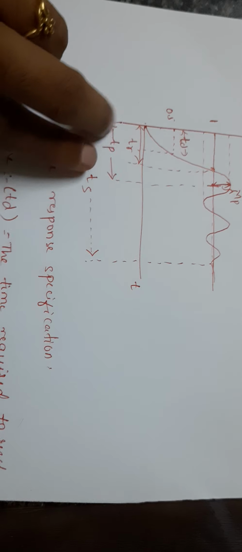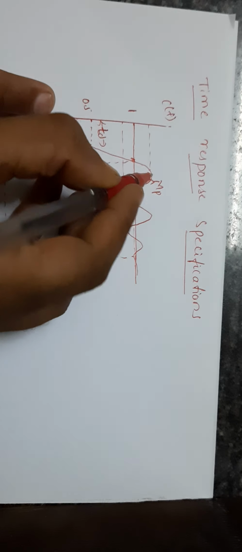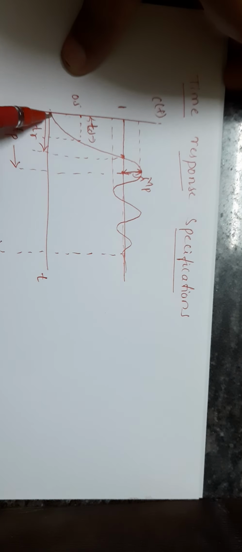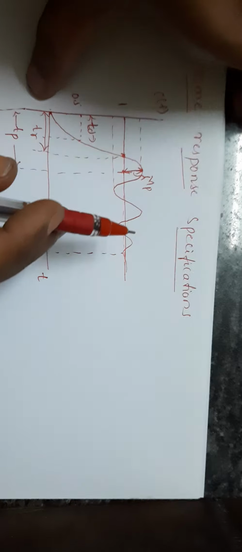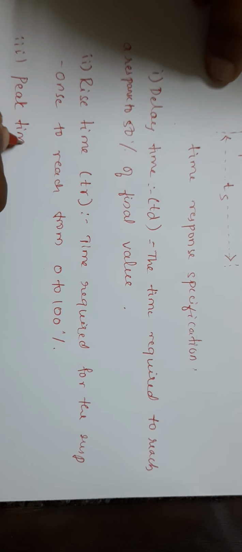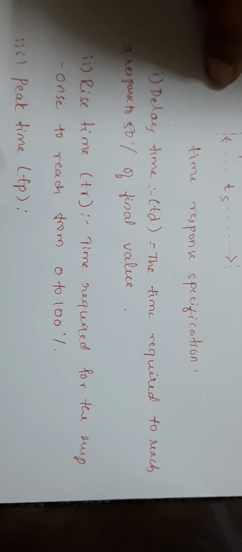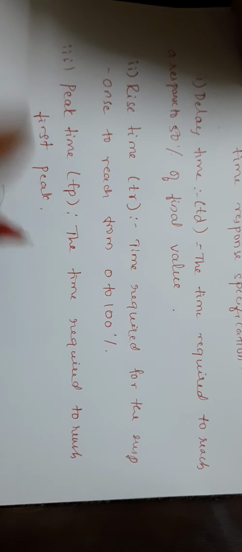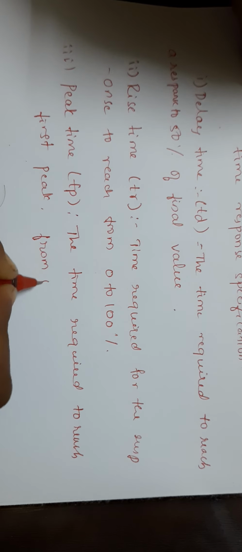Next we will see tp, that is peak time. From here to here, that is the peak. Peak time is the time required for the response to reach its first peak. The time required to reach the first peak from the origin is called peak time, tp.